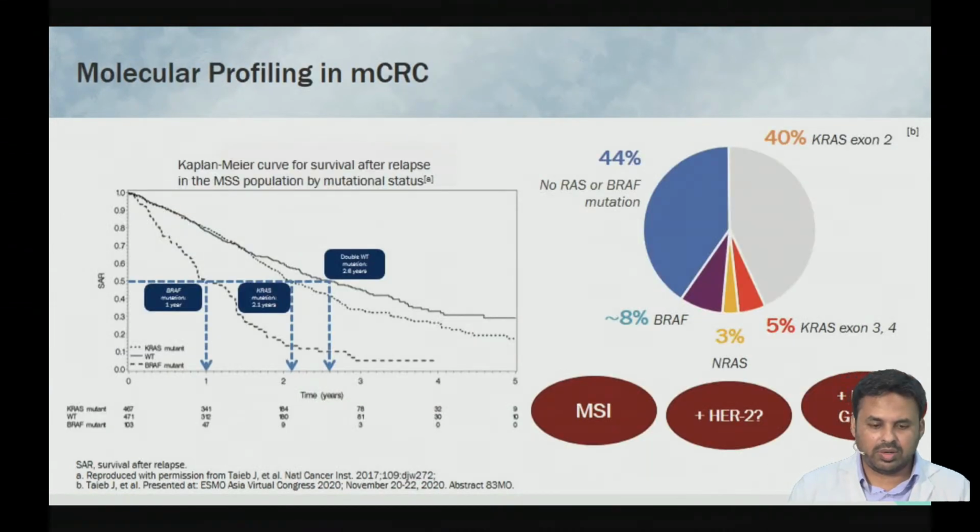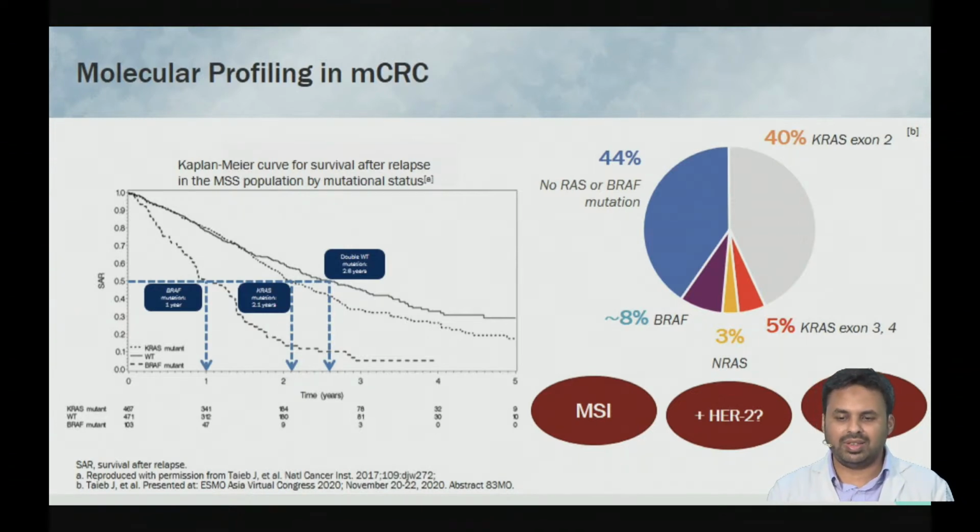So why is it important? Because molecular profiling is important because we identify different molecular subgroups like BRAF, KRAS mutants, and the double wild type, which have different prognosis and different survival. As we can see from these curves, BRAF is the very poor prognostic subgroup which has a survival of close to 1 year, and KRAS mutant is close to 2 years, and we have double wild type, which are BRAF and KRAS wild, which have survival close to 3 years.